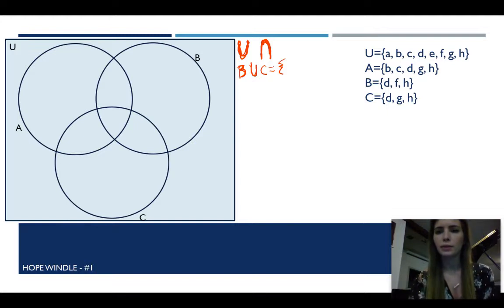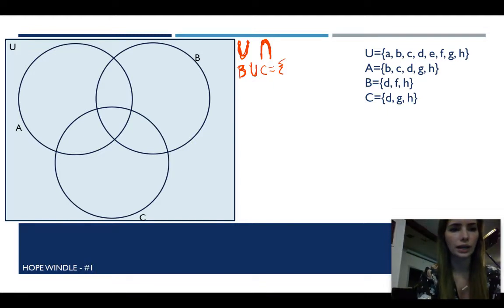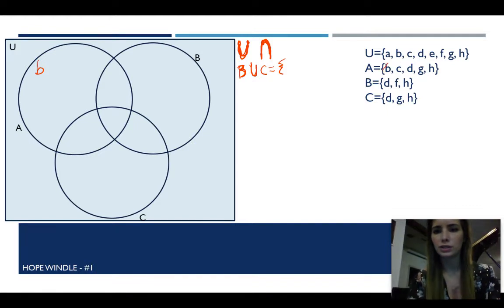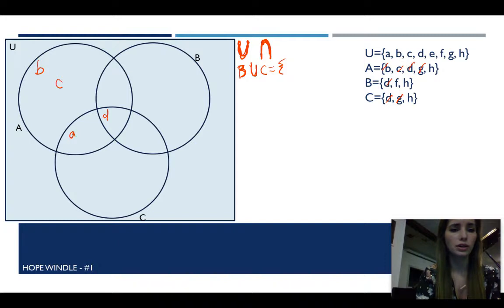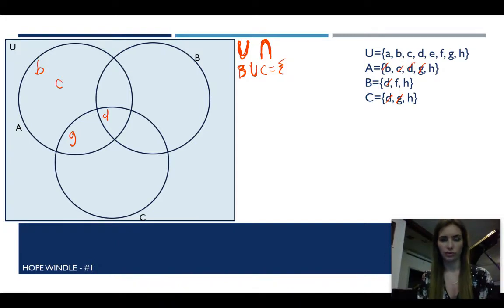So we can look at B and see that it's only in set A. So we're just going to write a letter B. And then we can do the same thing for C. And then we're going to get to the letter D, and we realize that D is contained in all three sets. So let's go ahead and write it where all three circles overlap. And then we're going to look at letter G. We can see that that is in set A and set C. So we're going to go ahead and write where those two circles overlap.